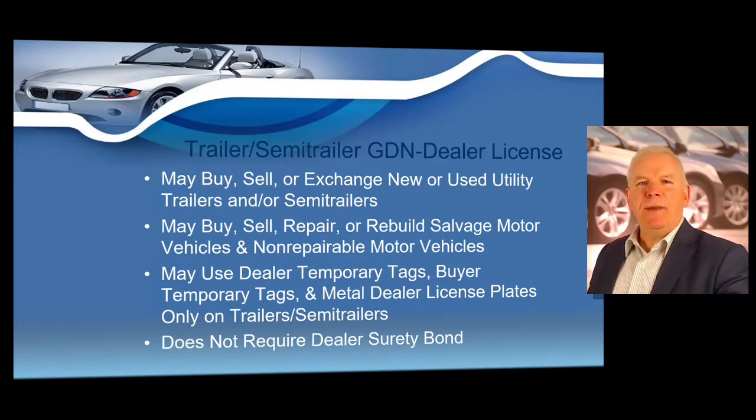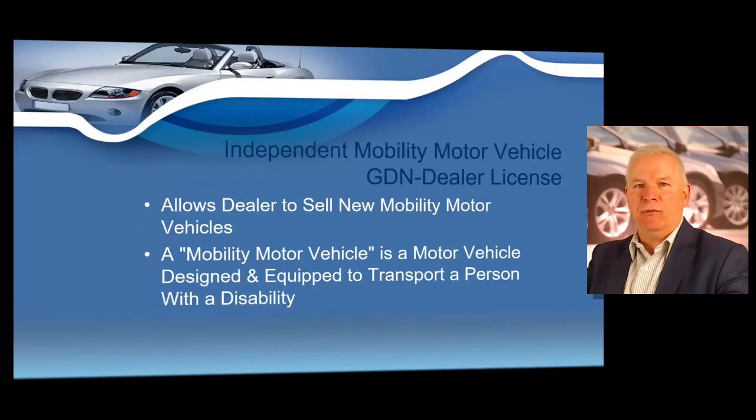A trailer semi-trailer GDN. A trailer semi-trailer GDN allows you to buy, sell, or exchange new or used trailers and semi-trailers. You may use a dealer's temporary tag, buyer's temporary tag, and metal dealer license plates only on trailers and semi-trailers. It does not require a dealer surety bond. Please be aware, this is the only GDN license category that allows you to sell brand new vehicles without a franchise dealer license.